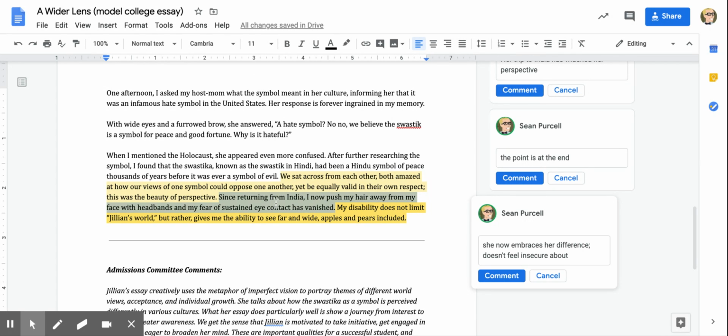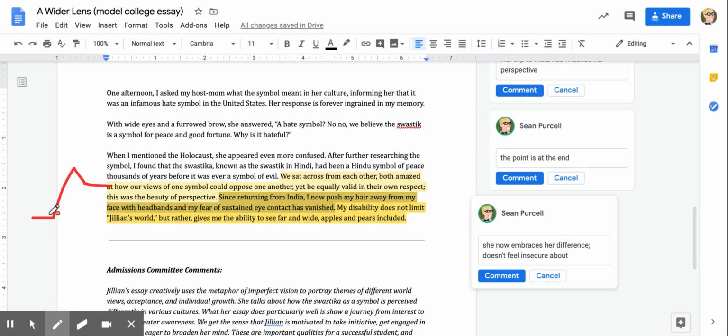So the main conflict here in this essay, I think, is Jillian's insecurities about herself. And the essay really tries to show how that conflict gets resolved. Let me see if I can make this real quick. You guys remember this symbol here, now you know what it is, right? A plot diagram.